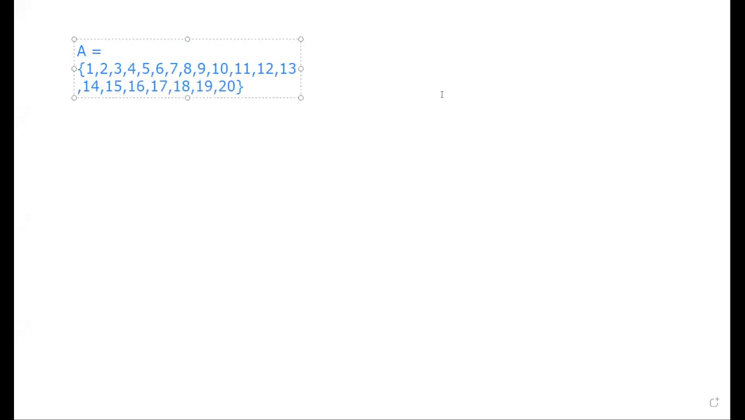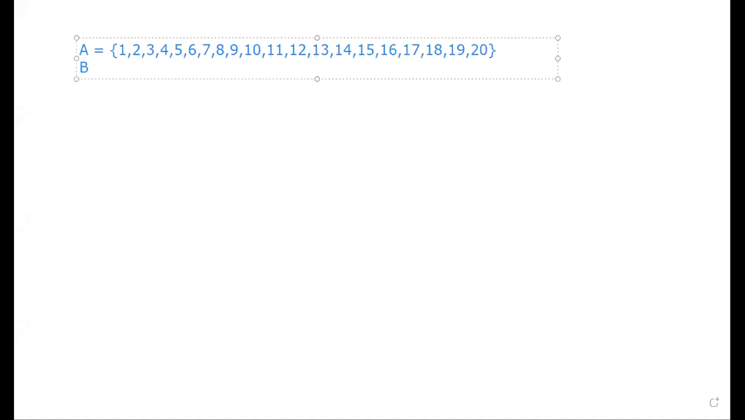So you have set A, which has all numbers between 1 and 20. That's the first set. And then we have a set B, which is the numbers 1, 2, 3, 5, 8, 9, 10, 11, 14, 15, 16, 18, and 20.